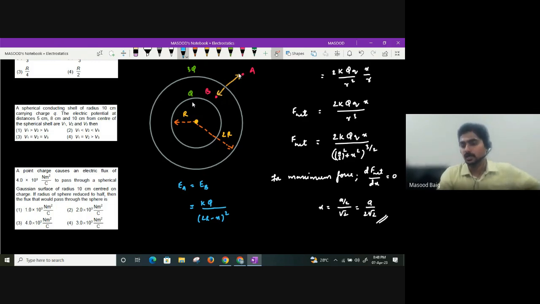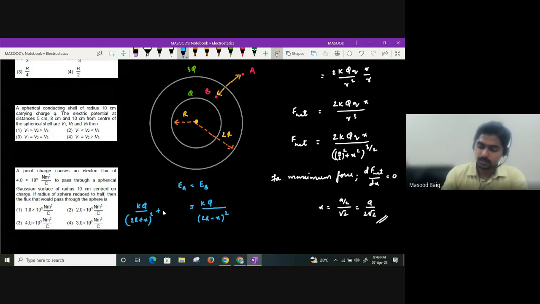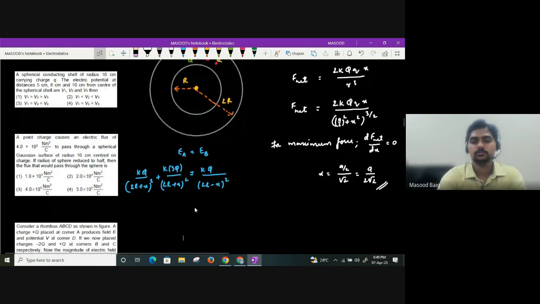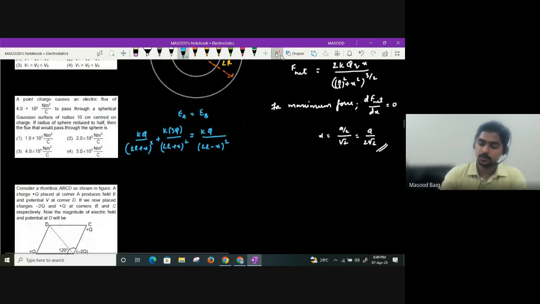Whereas point A is external to both the inner shell and the outer shell, guys. So due to the inner shell, what will it be? Kq divided by, from here to here 2r, from here to here x again, so you'll get it as (2r plus x) whole square. In the same manner, due to the outer shell, you'll get k into 3q divided by, again from here to here, (2r plus x) whole square. Is that clear, all of you? Yes or no, beta?